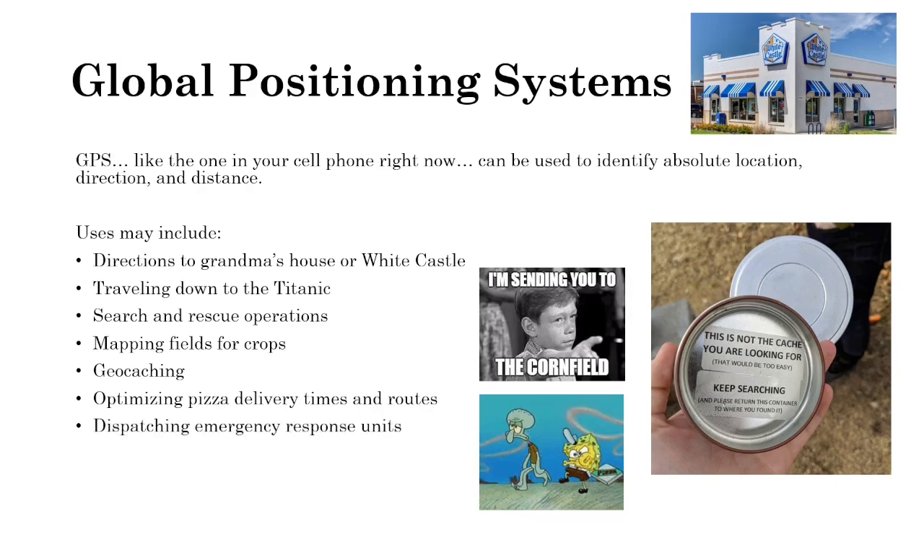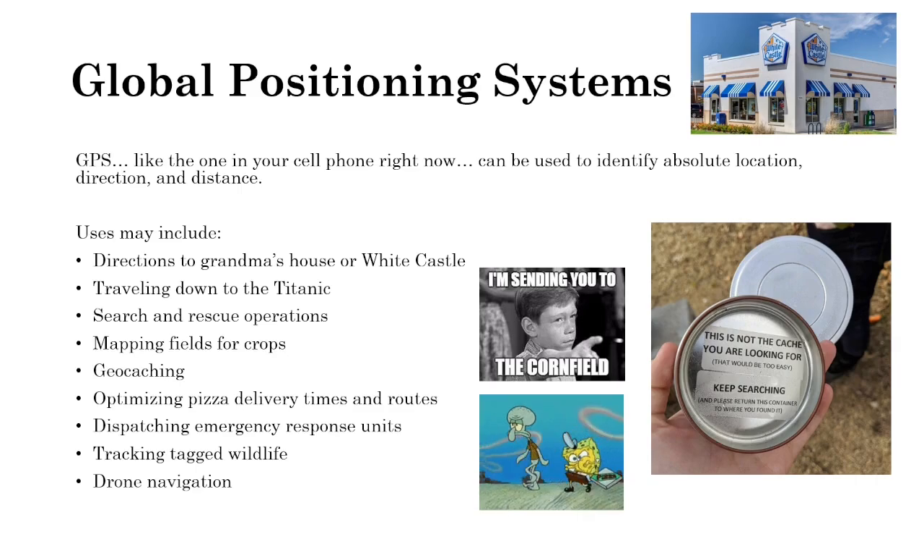They could be dispatching emergency response units. They could tell you the quickest way to get there. They could tell you the distance that you are. So the distance will help determine which fire station goes out to put out the fire. They could also be tracking tagged wildlife and tracking the numbers of wildlife to see if certain species are in threat of extinction or not, or if they're migrating. We could also be doing drone navigation as well. There's a lot of uses with global positioning systems, and it all comes down to identifying absolute location, direction, and distance.